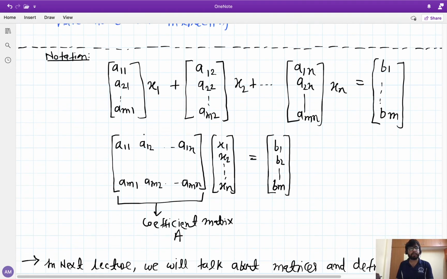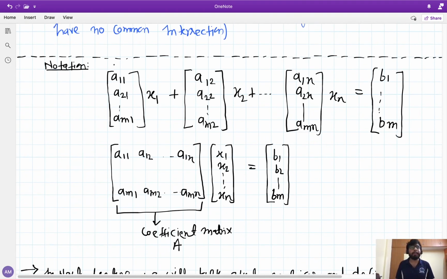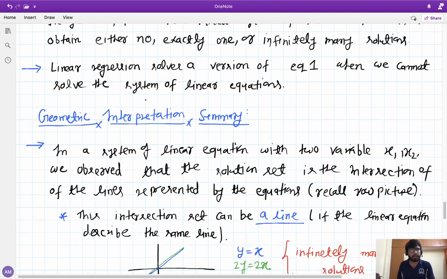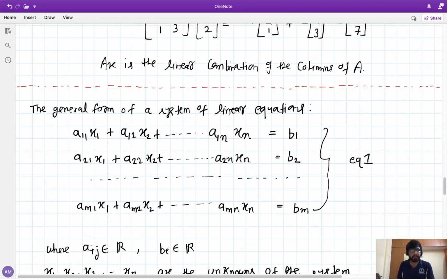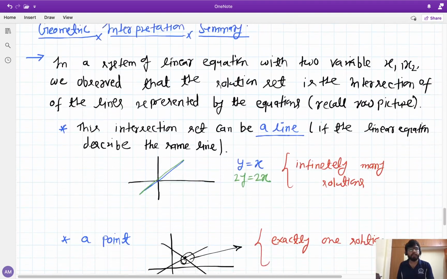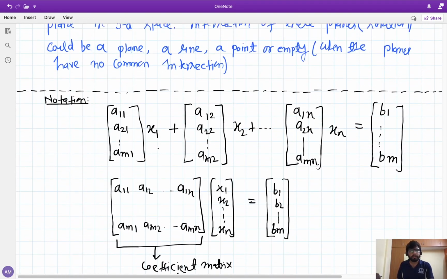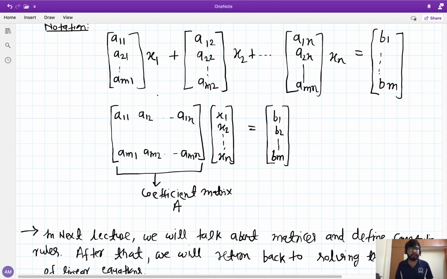Let's create some compact notation, and we will follow this notation for the entire course. This system of linear equations can be written in compact form, that is Ax equal to b form. We can write something like column 1 times x1 plus column 2 times x2 equal to b1, and you can write this entire thing as a matrix. We call it the coefficient matrix, then the unknowns, and then the right hand side. So it is of Ax equal to b form.